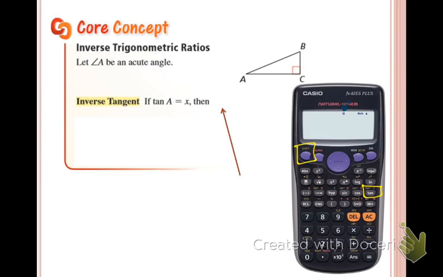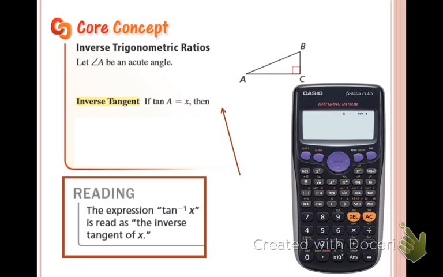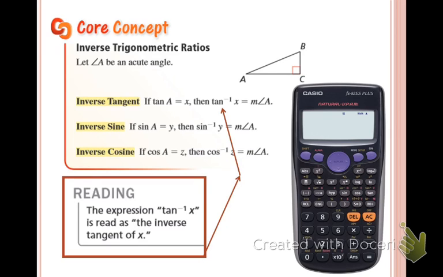This is the inverse of tangent because the angle K is attached to tangent. You want to get K by itself, so you have to do the opposite action, the inverse to it. So the inverse would be tangent to the negative 1. It's read as the inverse tangent of x in this problem. But there's also one for sine and cosine.